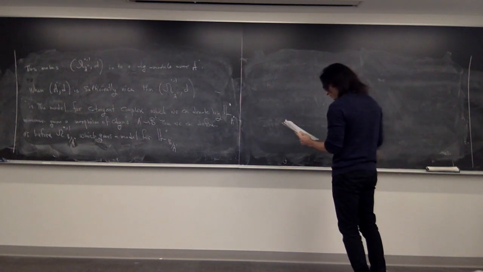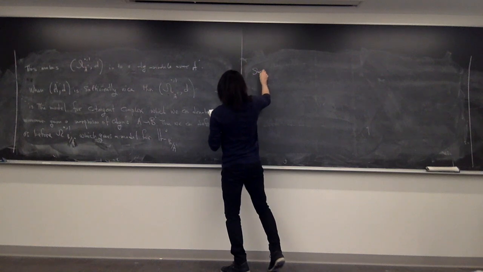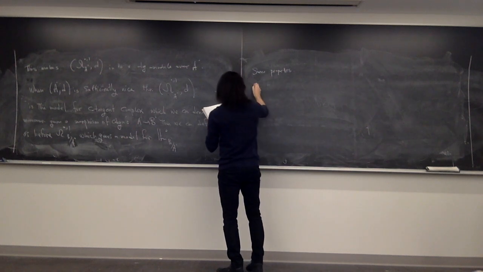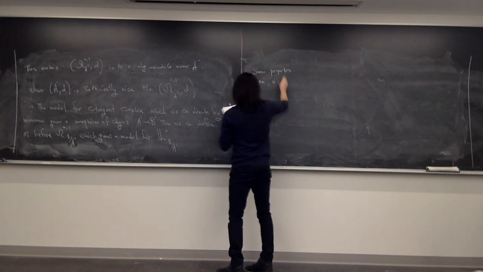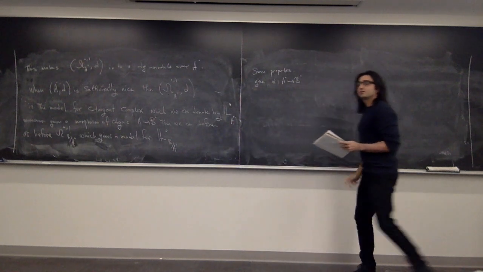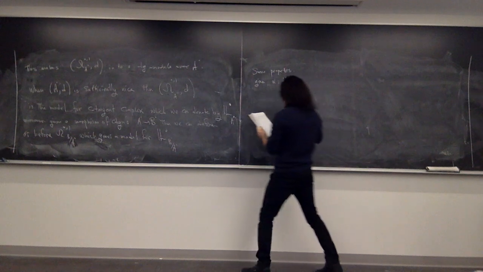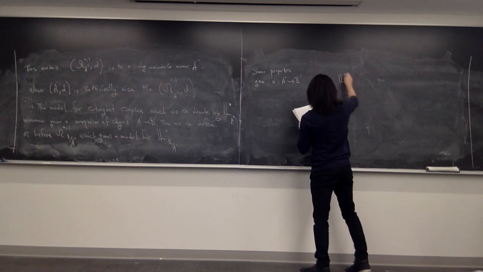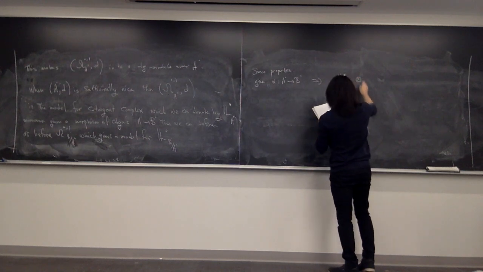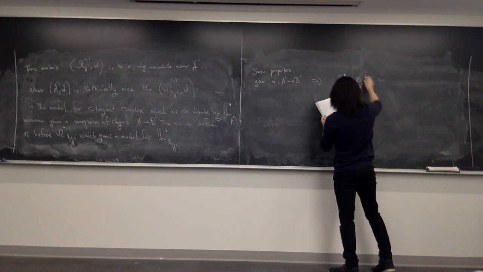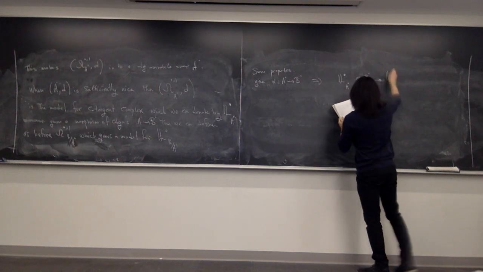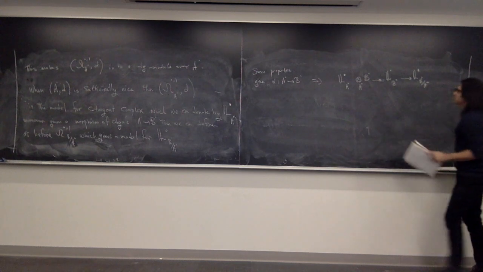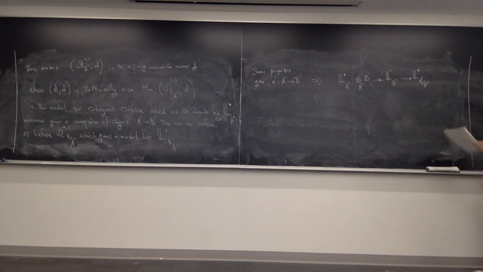So, some properties. Given some map of commutative DGAs, A dot to B dot, this induces a triangle: L dot of A dot tensored with B dot goes to L dot of B dot goes to L dot of B dot over A dot. This is the exact triangle of cotangent complexes, which we have seen before.